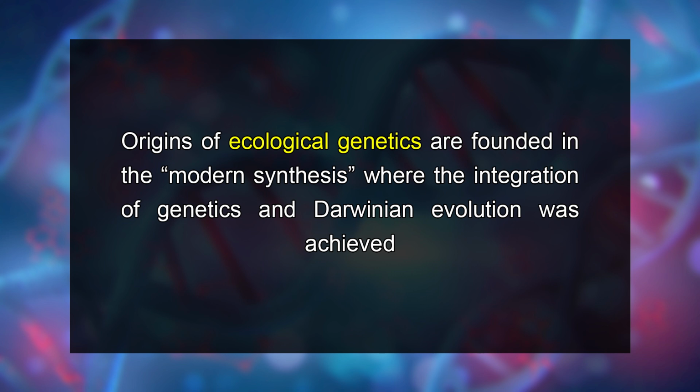Thus, throughout each ecosystem, whether it be a bacterial ecosystem or the ecosystem of an organism, genetic ecology is the study of this gene transfer and its causes. The origins of ecological genetics are founded in the modern synthesis, where the integration of genetics and Darwinian evolution was achieved. Evolutionary genetics tends towards a branch of applied mathematics founded on Mendelian sayings.